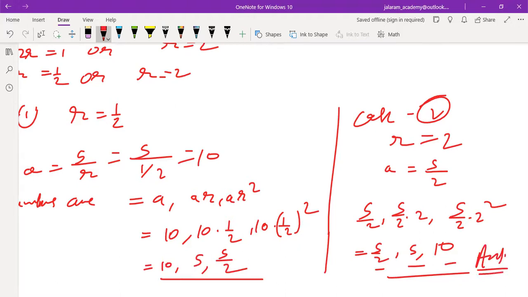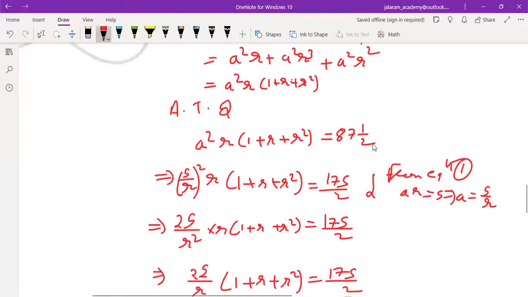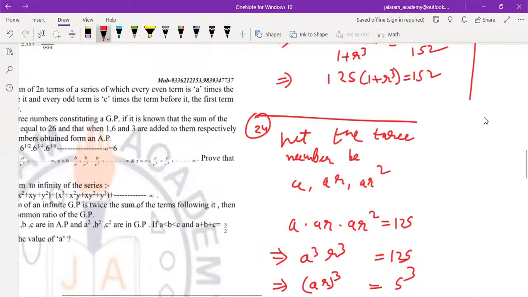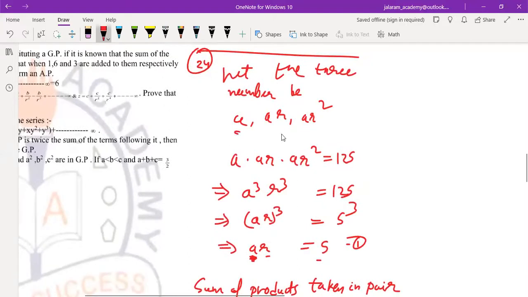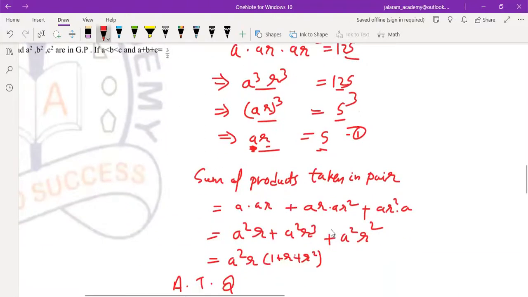Hope you all must have understood. When it is given that three numbers are in GP, we must take them as A, AR and AR square, and their product is given as 125. A cube R cube equals 125. AR whole cube is 5 cube. So AR equals 5. Take it as equation number 1.